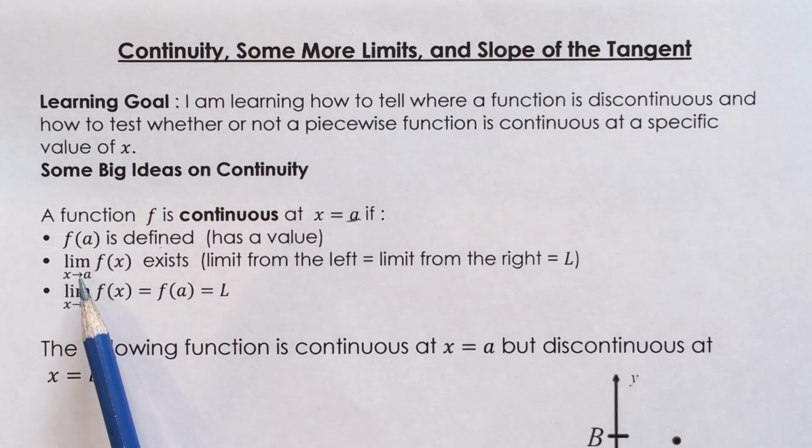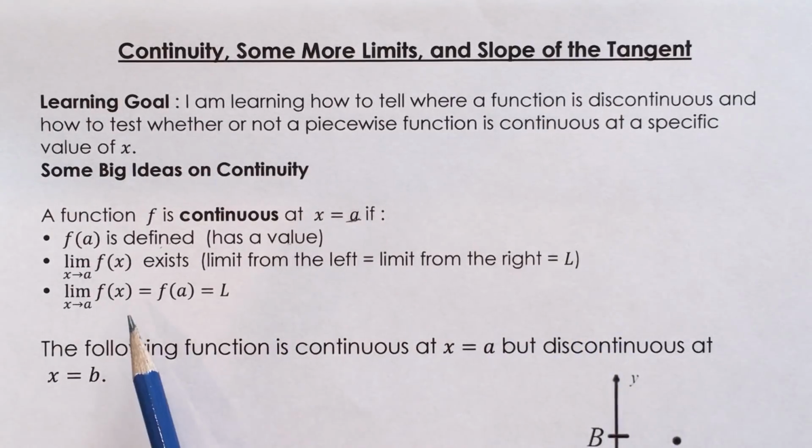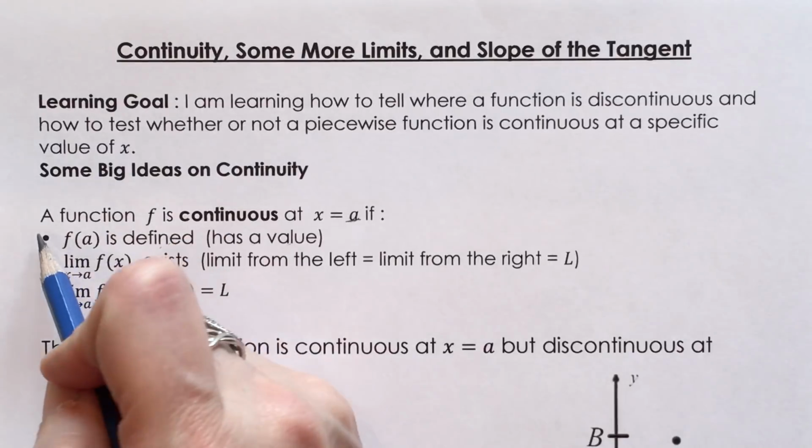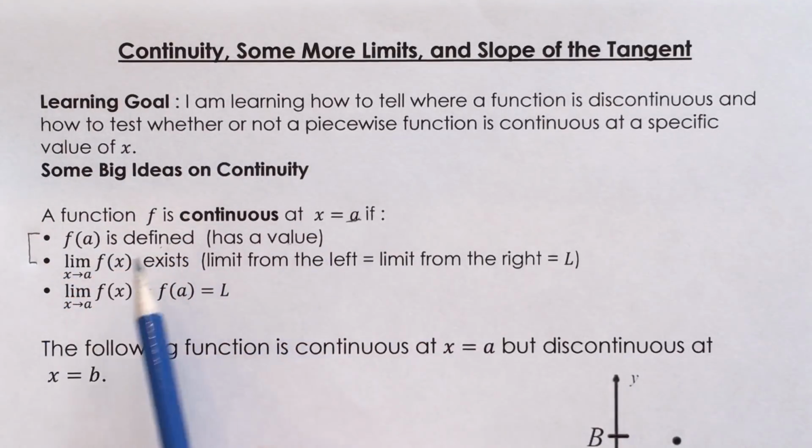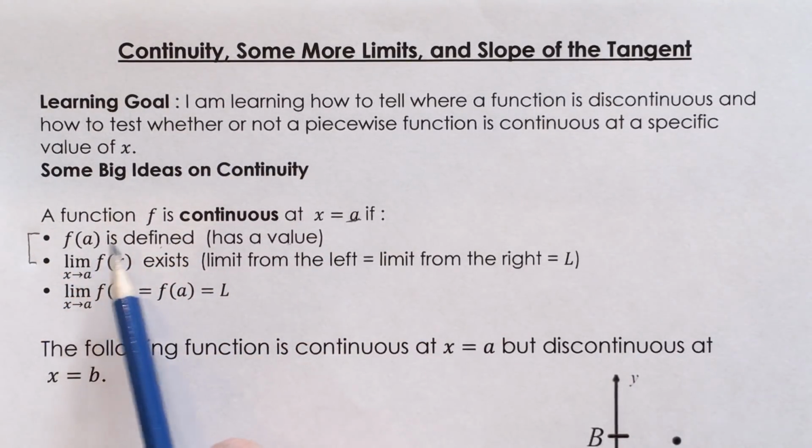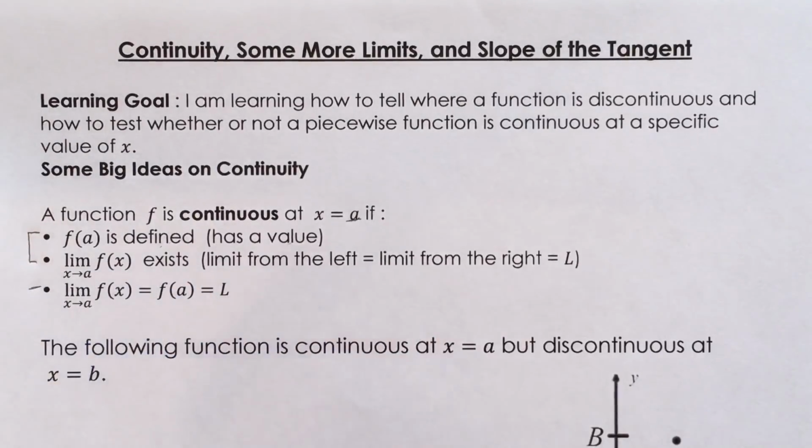The limit also has to exist. So the limit as x approaches a has to exist, which means the limit from the left and the limit from the right have to be equal and equal some number L. And then the last part of the test says that these two things have to be the same. So the value that the function is defined at has to be the same as the limit, okay? And that's our three-part test to decide whether something's continuous or not.